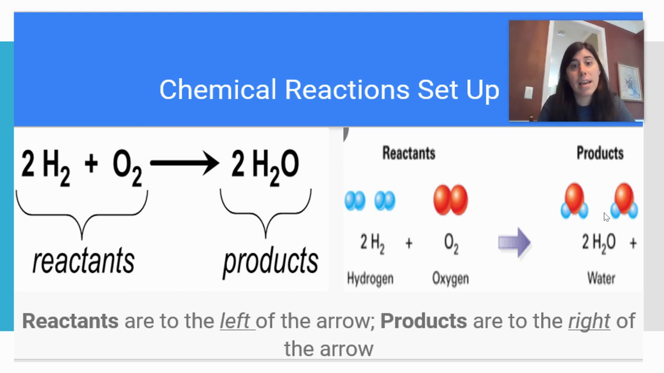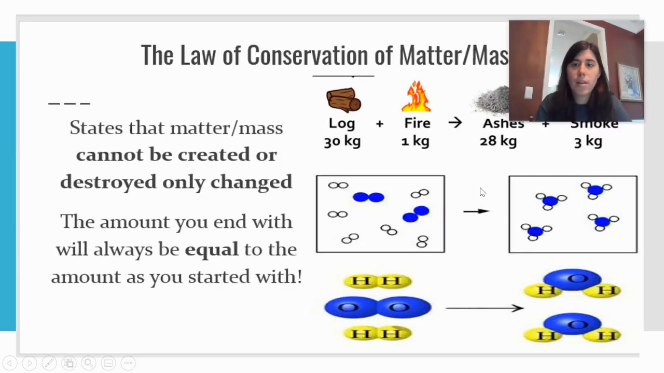And that's the whole idea of setting up these equations with our reactants on one side and our products on the other, so we can make sure that what we do end up with does actually equal what we start with. So let's do a little bit of a refresher. Here we have our law of conservation of matter, what the law actually states.